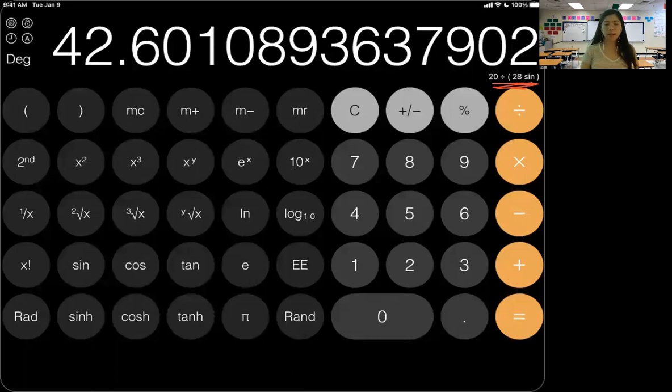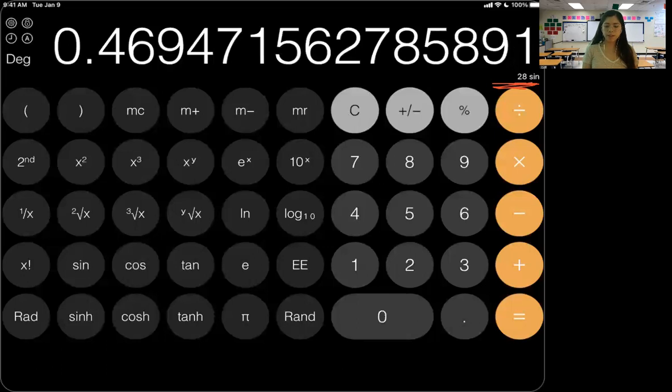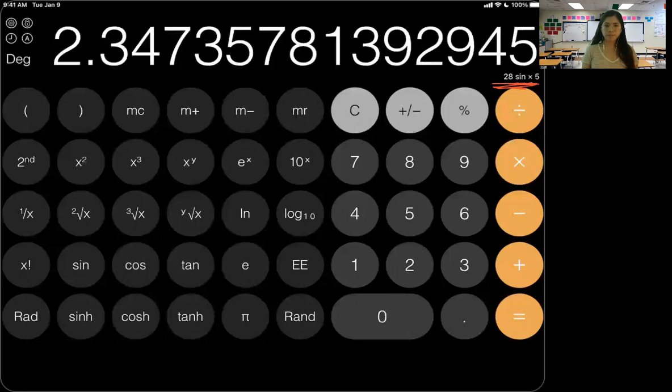Okay. Now, that's only if you're dividing. If you're multiplying, so let's say I had to do 5 times the sine of 28, that's a little bit easier because then all you got to do is 28, hit the sine button, multiply it times 5. A lot simpler that way. It's just harder when you have to divide.